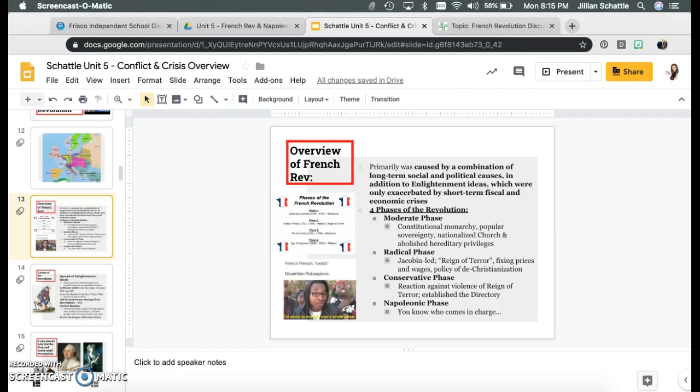Hey guys, Shuttle here. Today I'm going to go through the basics of the French Revolution, just going through the major highlights, the different phases, the key people that we have to know.